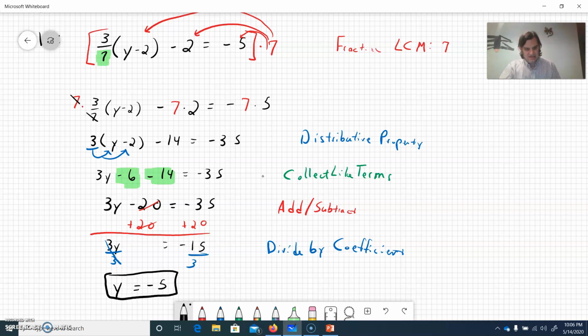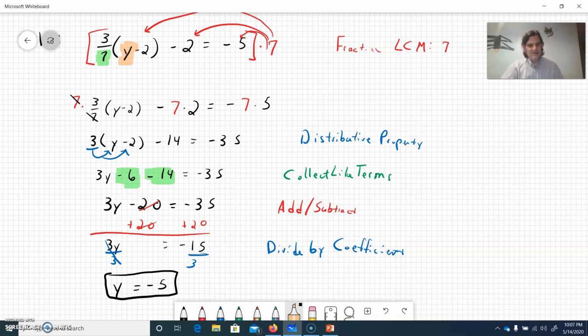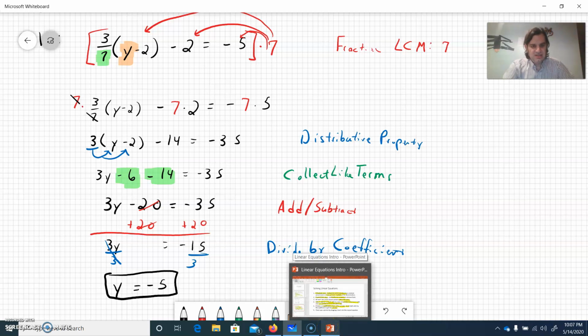And then in theory, I could take this answer way back up top and plug it in where the y is and see if the left and the right side balance. Okay. If it does, I've done a good job. If it doesn't, I need to try my problem over again. Okay. So we've walked through all those steps.